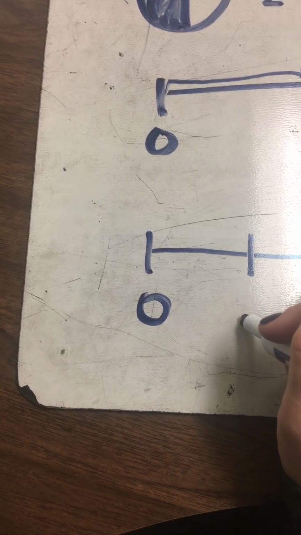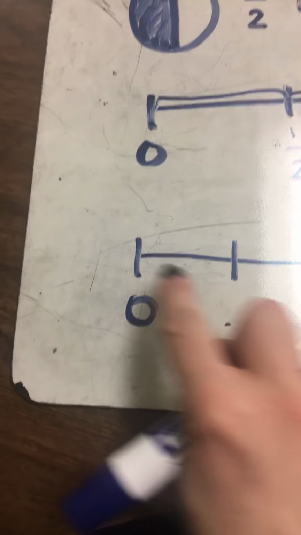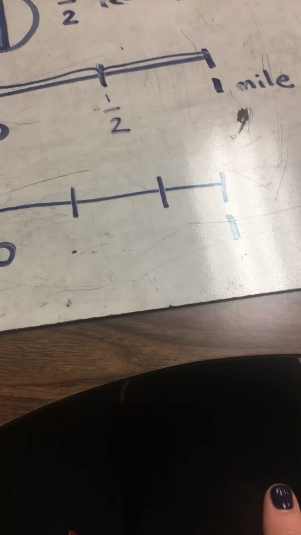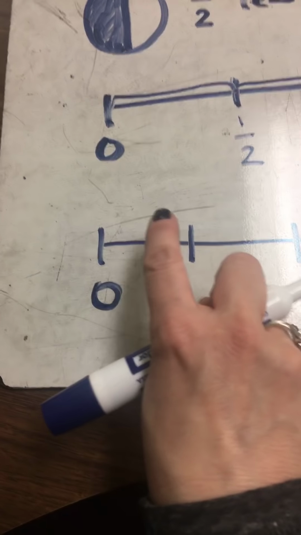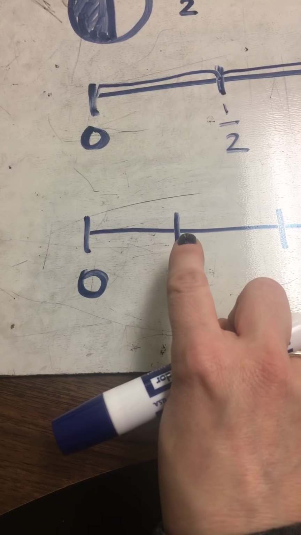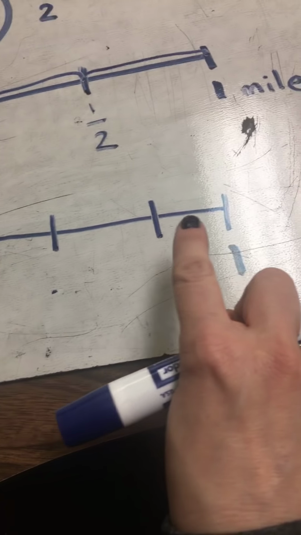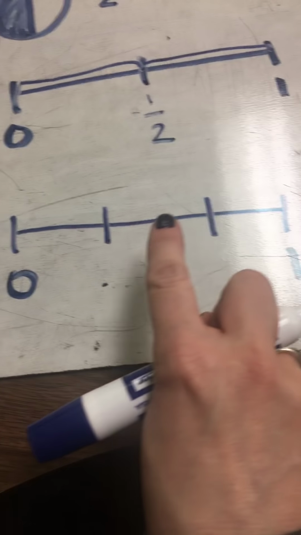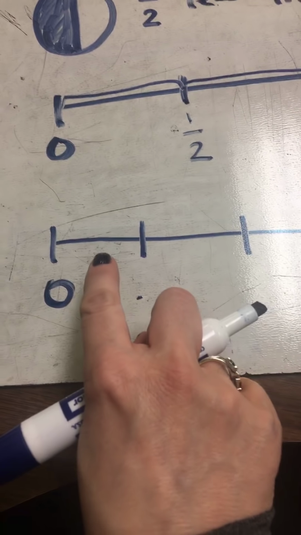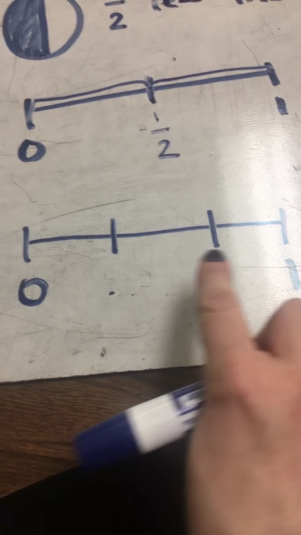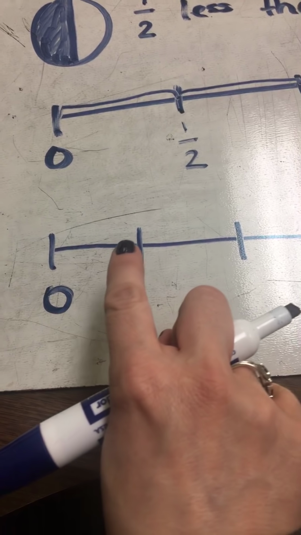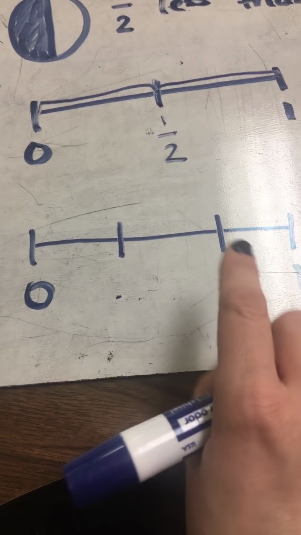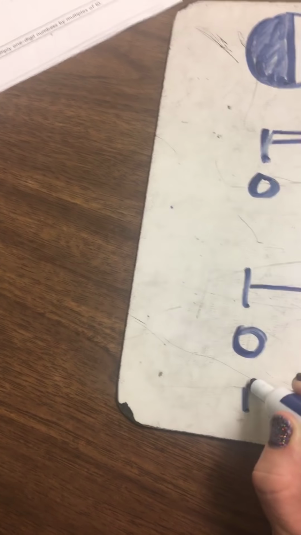So I'm going to go down here and label what fraction this is. How far have I gone? If this was my whole mile, and I've gone from here to here, how far have I gone? My mile is split up into 3 sections. So these are like thirds, like when you do a rectangle. Here.